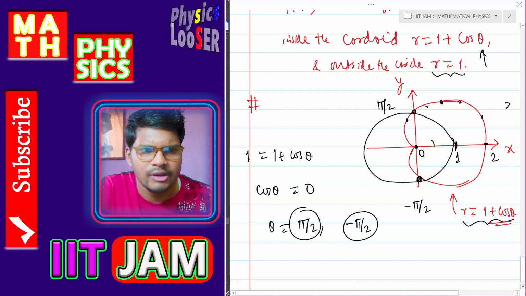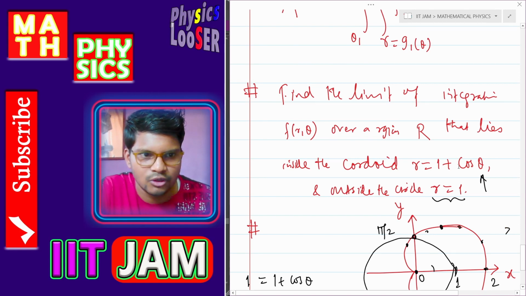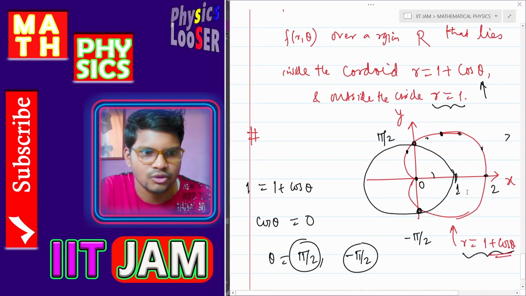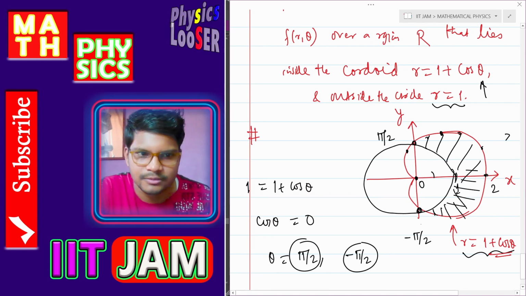Okay, so now you can see that the circle is over here, and they have already said to find the limit of integration of f of r theta over a region R that lies inside the cardioid r is equal to 1 plus cos theta and outside the circle. So what is the region that is outside the circle? Outside the circle is over here, and inside the cardioid is here. That is the intersection of this one. Okay, so this is the region, and we have to find the area of this particular region.